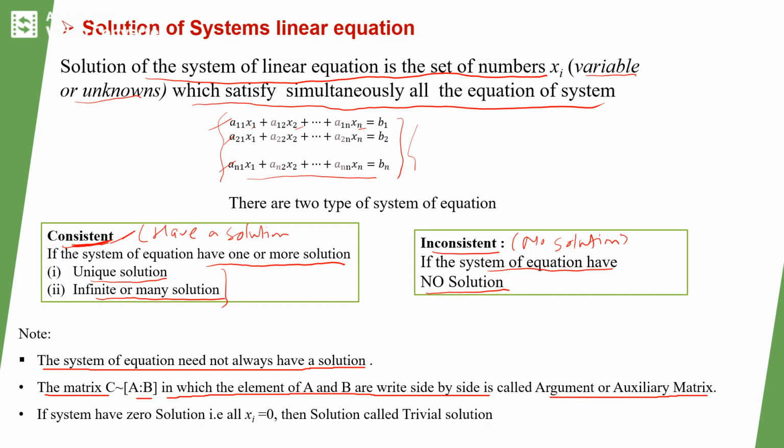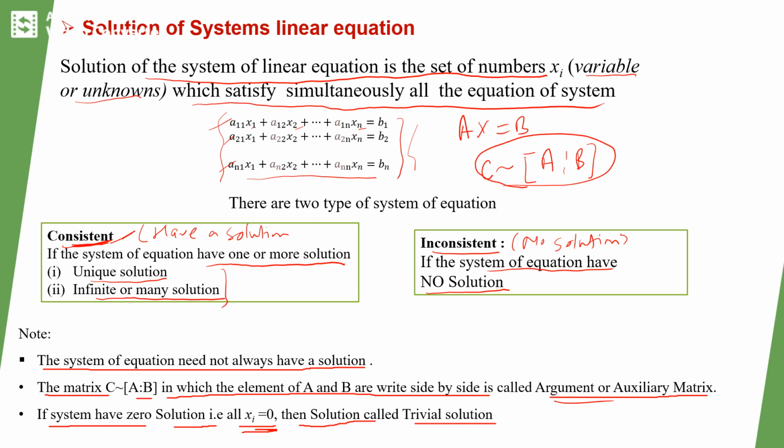Meaning the system is written as Ax is equal to B. Then when we solve the system, we use an augmented or auxiliary matrix. In that, we write the matrix A, and side by side we write the matrix B. So that is called an augmented or auxiliary matrix. And if the system has zero solution, that is all xi is equal to 0, meaning the value of all unknowns is 0, then the solution is called the trivial solution. So you have to remember these 3 points.